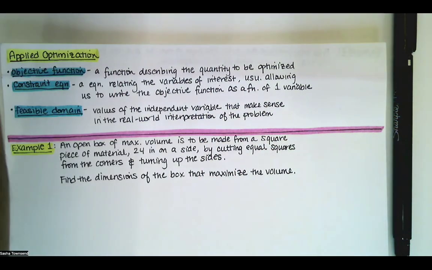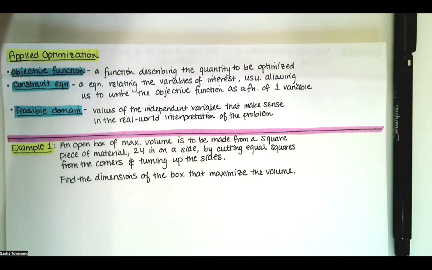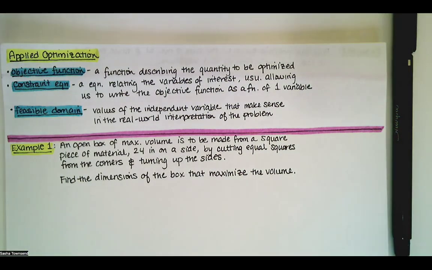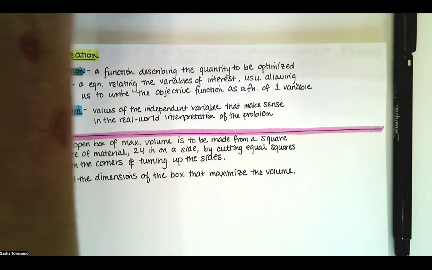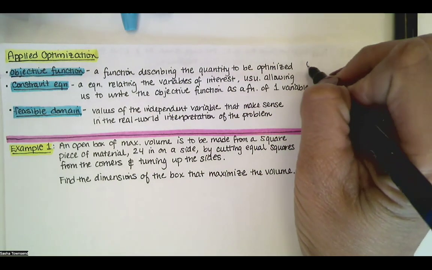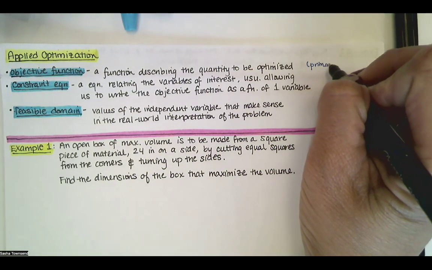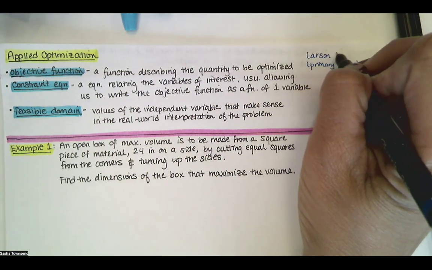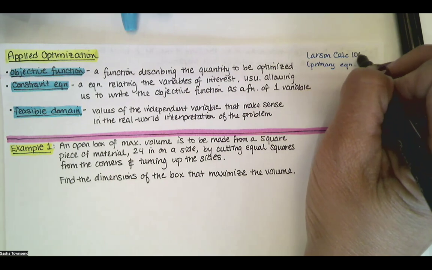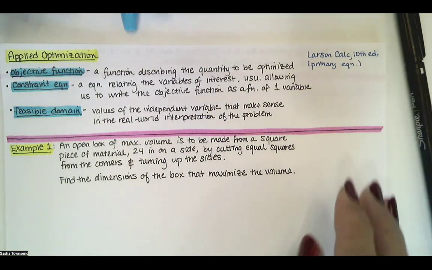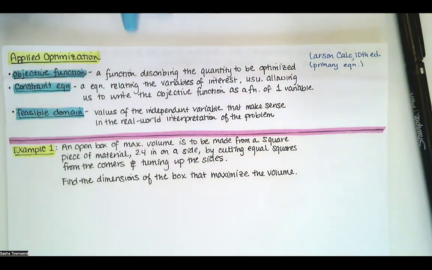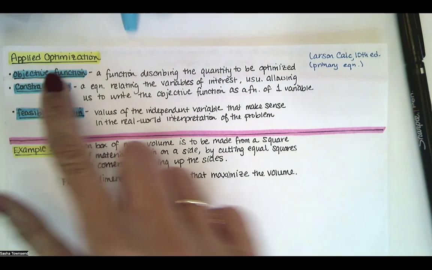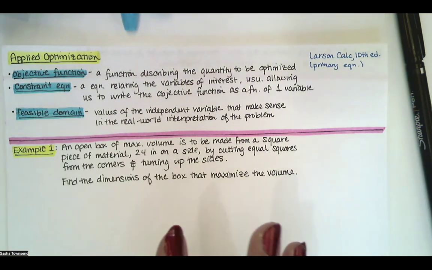Our current textbook, I think it's the 10th edition, I'm not 100% sure, the 10th edition of the Larson Calculus textbook actually calls this the primary equation. But in graduate school, we always called it the objective function. So that's why I'm using that terminology. Objective function and primary equation are interchangeable.